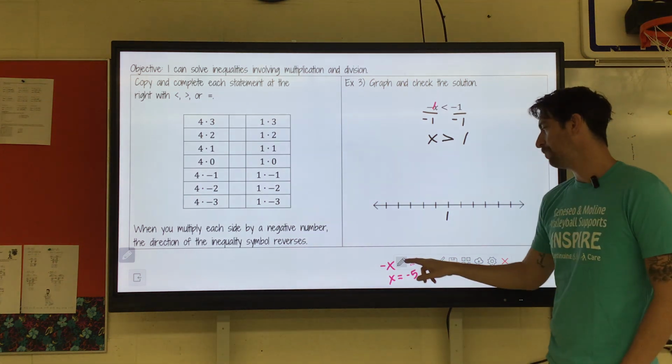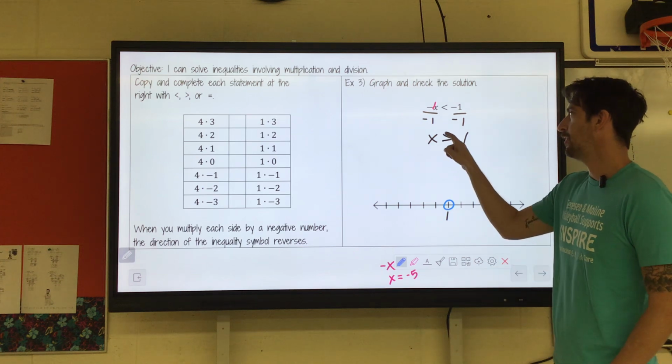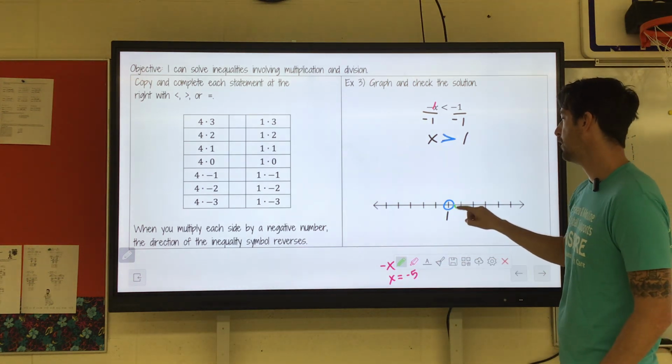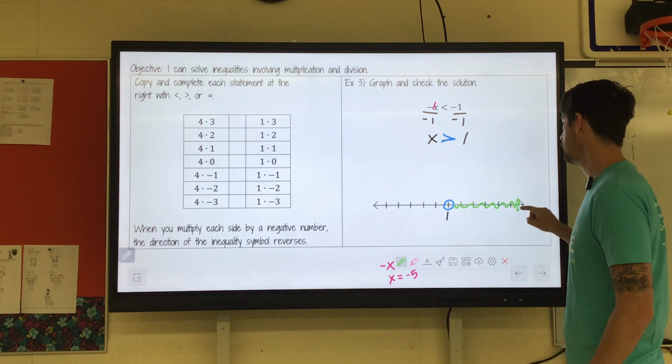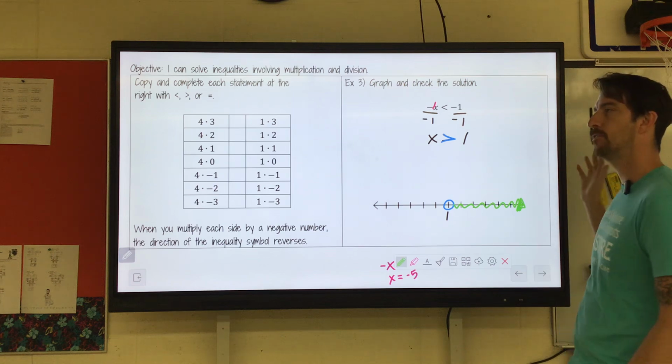So we got 1. It's an open dot because it's just greater than. And the letter's first, so we'll just follow the arrow. It's pointing right, so we'll shade right. These are all the numbers that are greater than 1. And it goes on forever to the right.